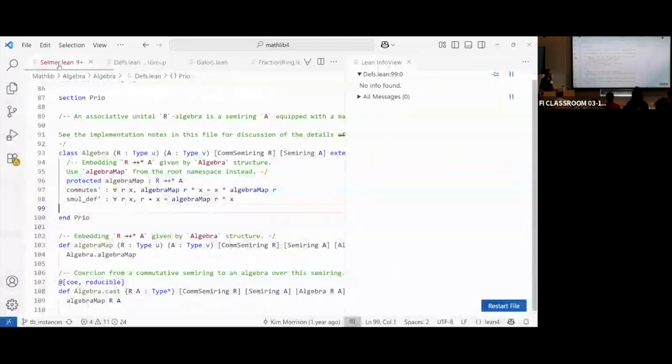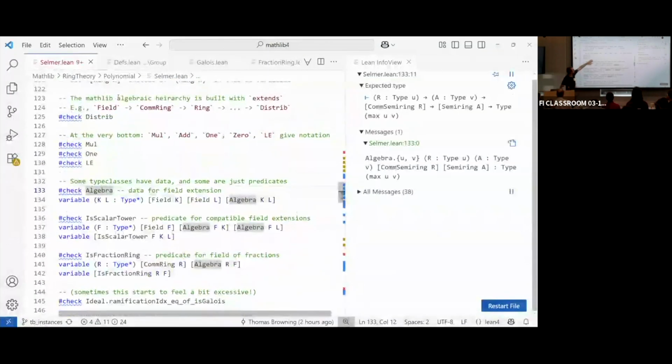So some other examples, like all of these ones, like add, mul, 0, 1, LE, these all have data, right? Mul inside of it contains the definition of the multiplication.